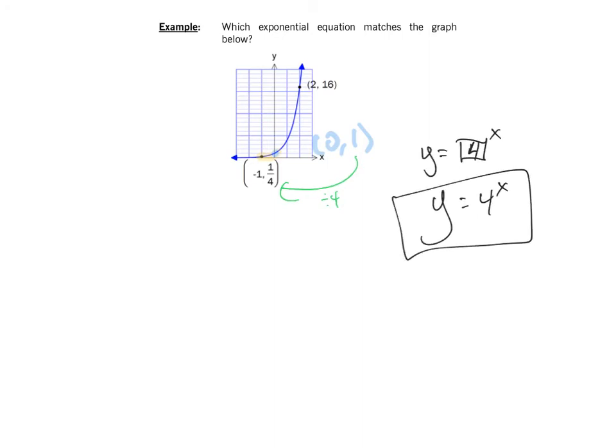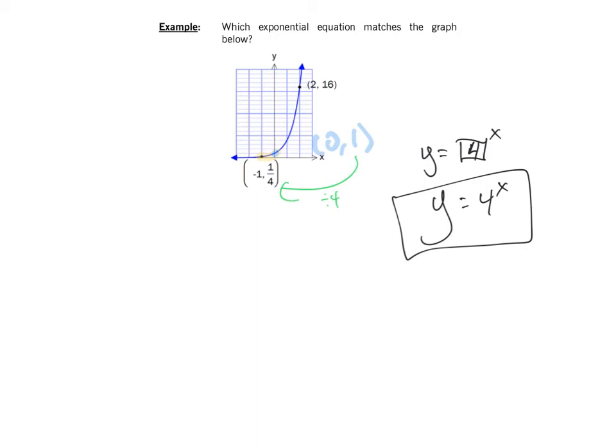And we know it's 4 and not 1/4 because the graph is increasing left to right. If the graph was decreasing left to right and we still saw a factor of 4 difference between two successive points, then we could say it'd be y equals 1/4 to the exponent x. But in this case, it's increasing, so it's y equals 4 to the exponent x. Okay, so that's how we could figure that out.